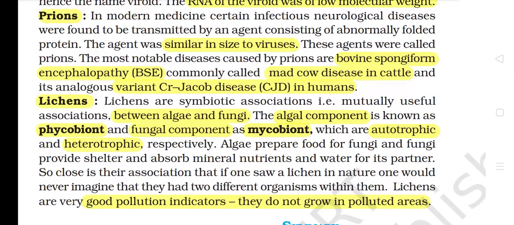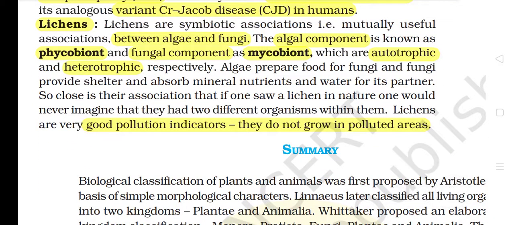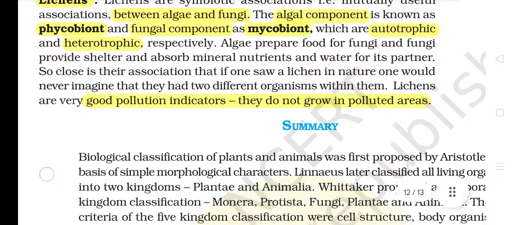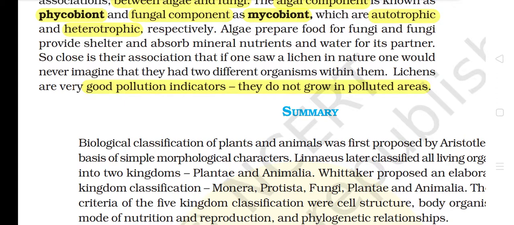Lichens. Lichens are symbiotic associations, that is, mutually useful associations between algae and fungi. The algal component is known as phycobiont and the fungal component as mycobiont, which are autotrophic and heterotrophic respectively. Algae prepare food for fungi and fungi provide shelter and absorb mineral nutrients and water for its partner. So close is their association that if one saw a lichen in nature, one would never imagine that there were two different organisms within it. Lichens are very good pollution indicators. They do not grow in polluted areas.